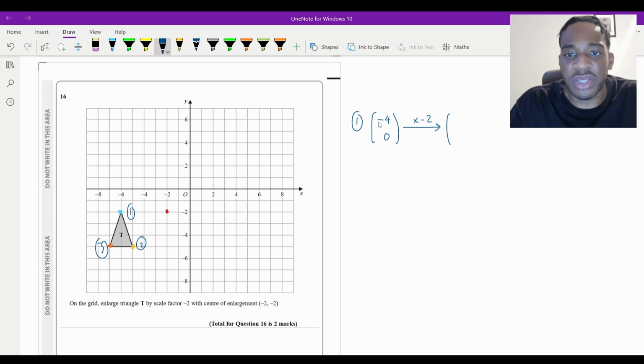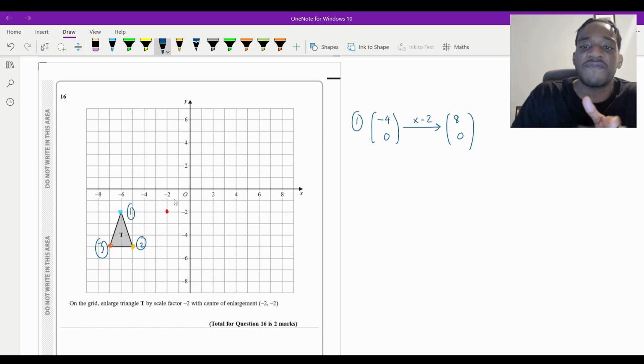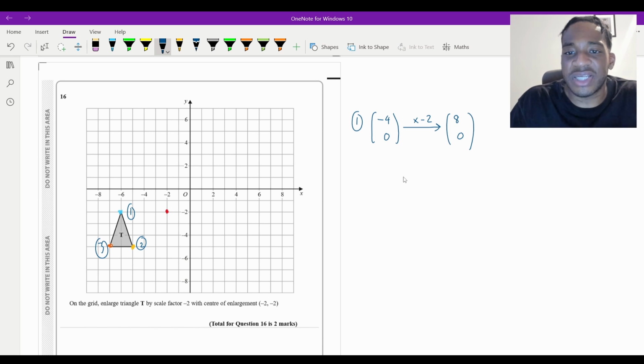When I do this, -4 times -2 is going to be a positive 8, and 0 times -2 is 0. So that tells me I just go 8 units to the right, which we knew already because the negative just tells you to go in the opposite direction. But it's quite clear to see with the vectors here. So to get point number 1, I need to go 8 units to the right. I'm at -2, so I'm going to do -2 plus 8, which will take me to 6.